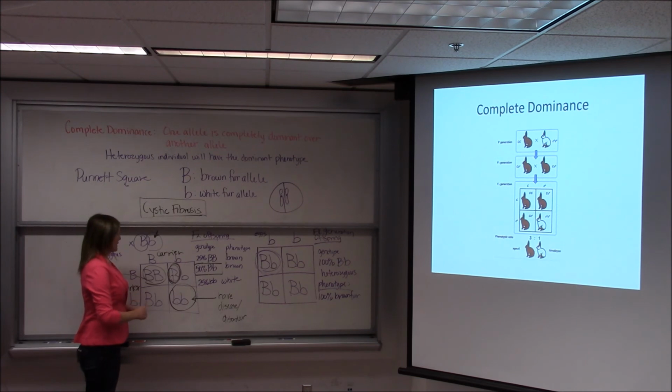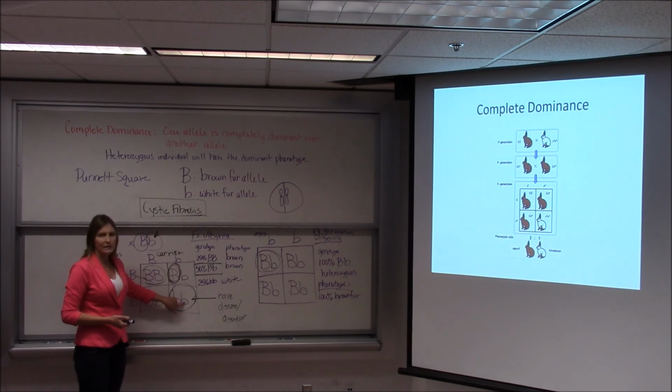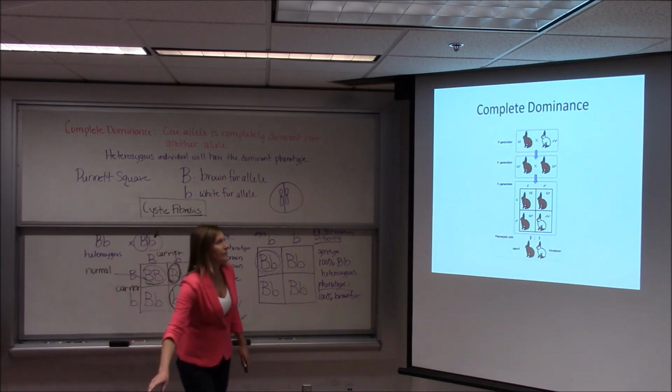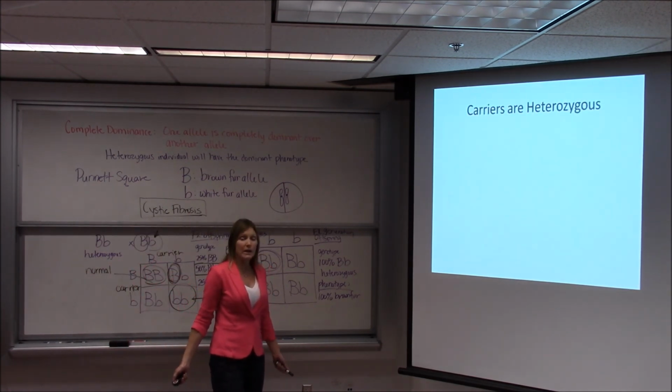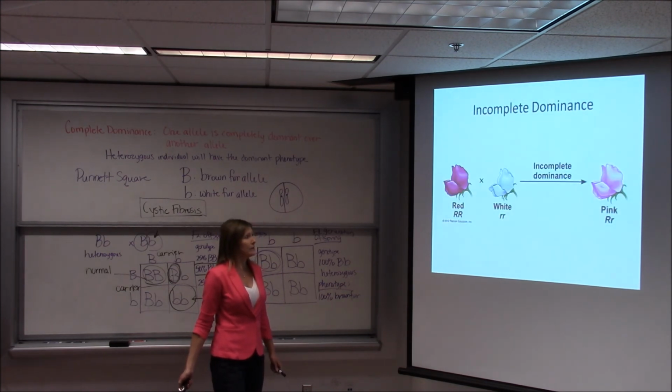So autosomal recessive means it's on chromosomes 1 through 22, and you inherit it on the recessive allele. The only way you have the full-blown disorder is if you have two bad copies of the recipe, two recessive alleles, homozygous recessive. So carriers are heterozygous in this type of inheritance.